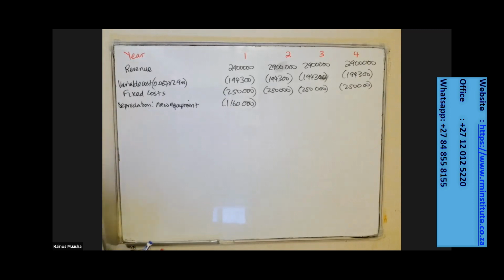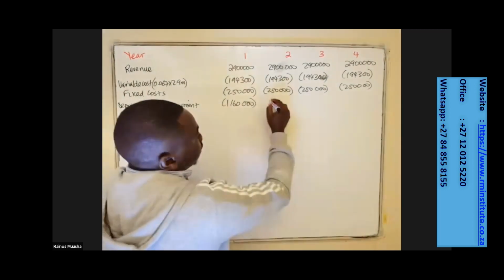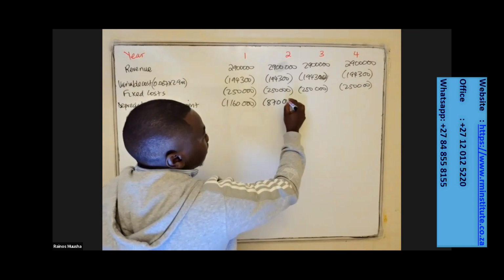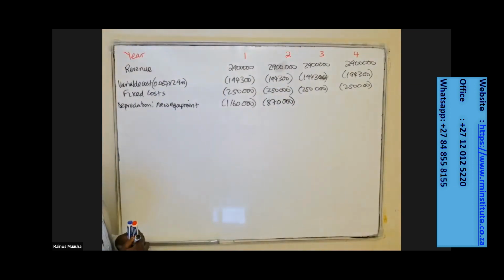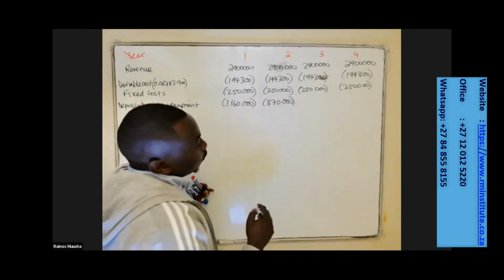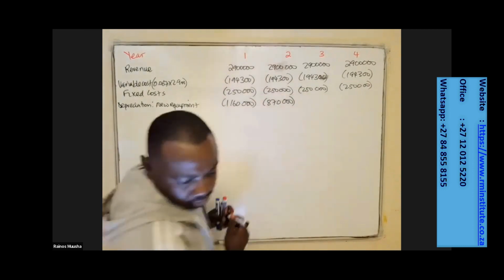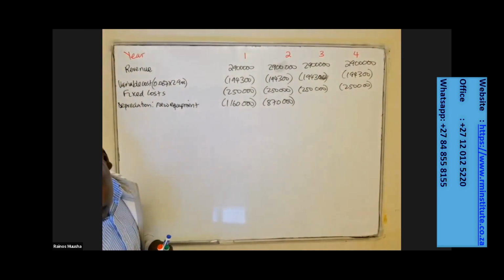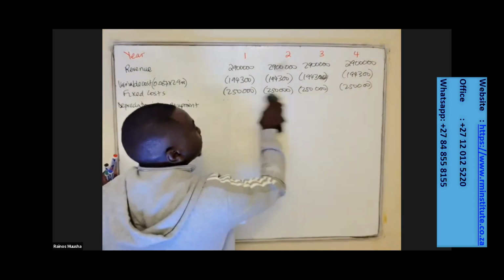In the second year, the depreciation is going to be 30%. So 30% of 3 million would give you a depreciation amount of 870,000. And in the third year, the depreciation is going to be 20%. And 20% of 3 million would give you... just quickly check now. My figures are wrong here. I think I made a mistake here.